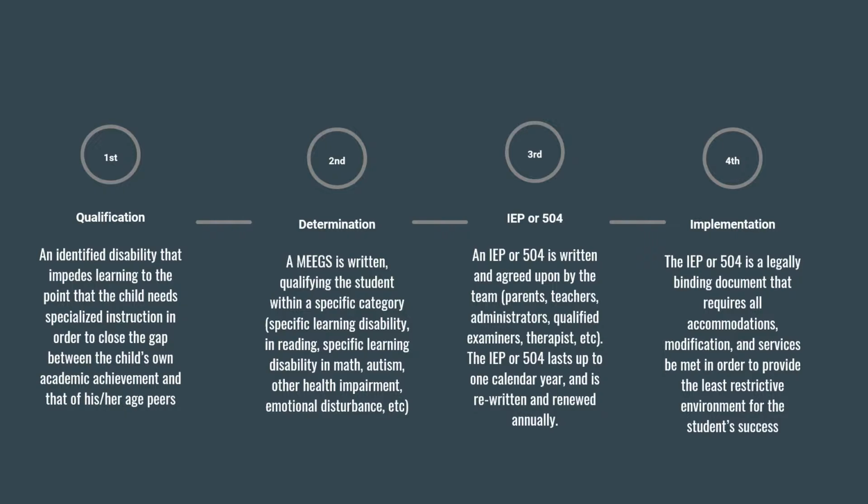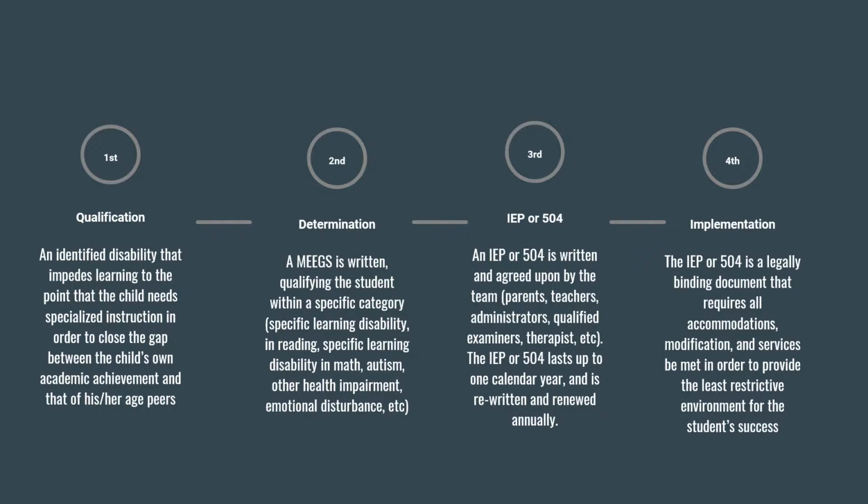The first thing is the child has to qualify. They have to be identified as a child who's really struggling and needs support in order to close the gap between the child's current level of performance and where his or her own same-age peers are. The second step is the determination. That's where the child gets specifically diagnosed under a specific category, like specific learning disability in reading, or specific learning disability in math, or autism, or any of the other similar categories.